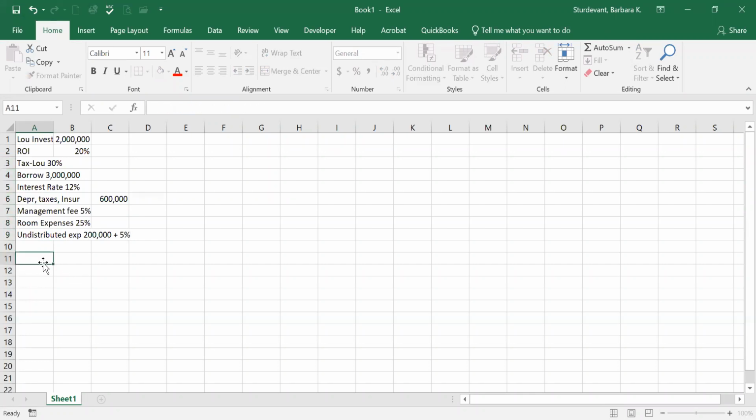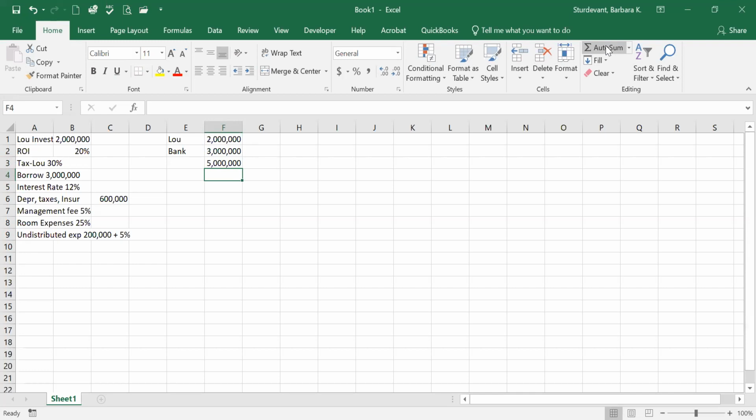Okay, so let's look at what we have. We need to first of all figure out what it is going to cost. So Lou's putting in $2 million, and the bank is putting in $3 million. So the total cost of our project is going to be $5 million. Again, as I'm going through here, if you have questions, ask.